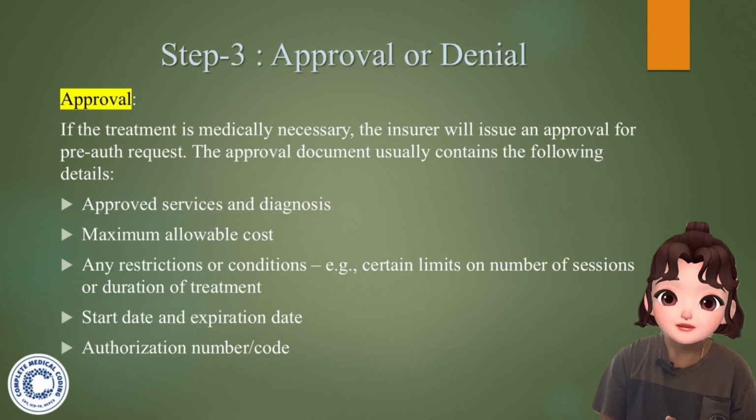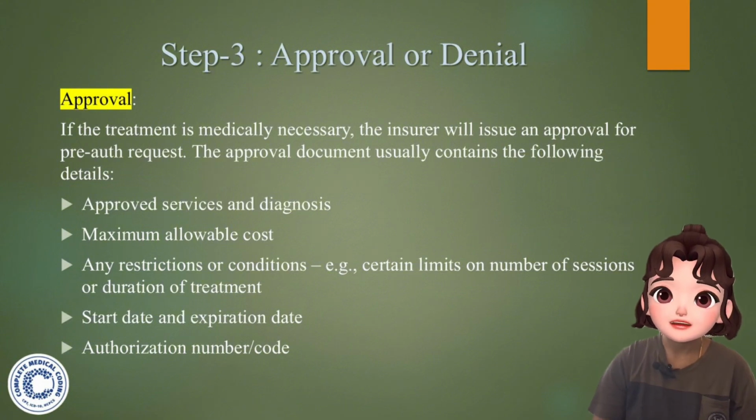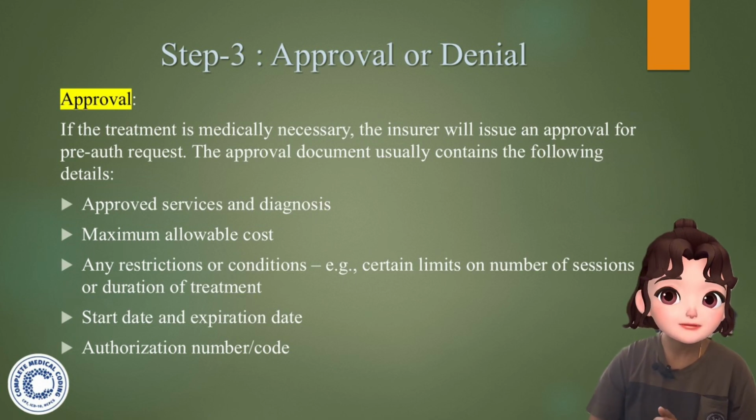Maximum allowable cost. Whether we had submitted some amount, for example, $100, and they had approved either $100 or maybe less than that, $80 or whatever it is. So you have to check what is the maximum allowable cost, what is the maximum approved amount.